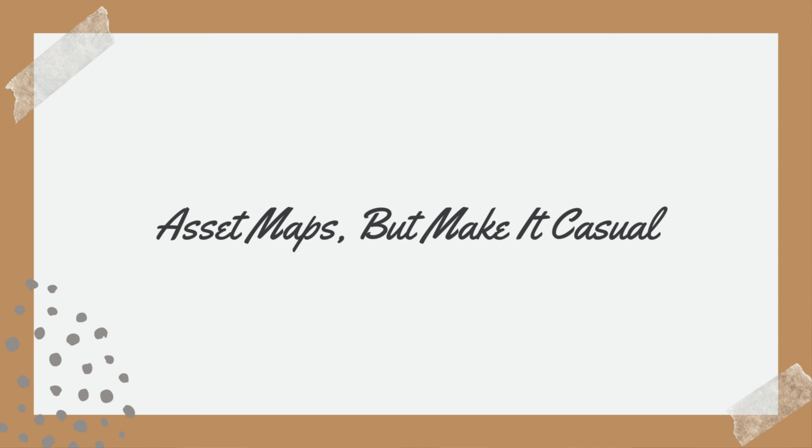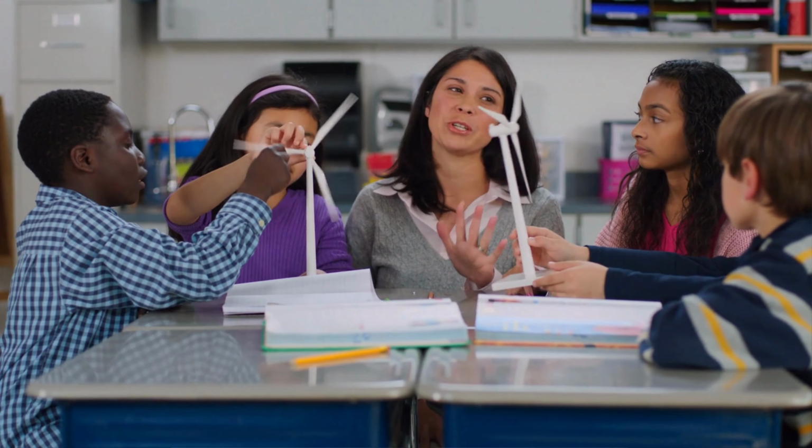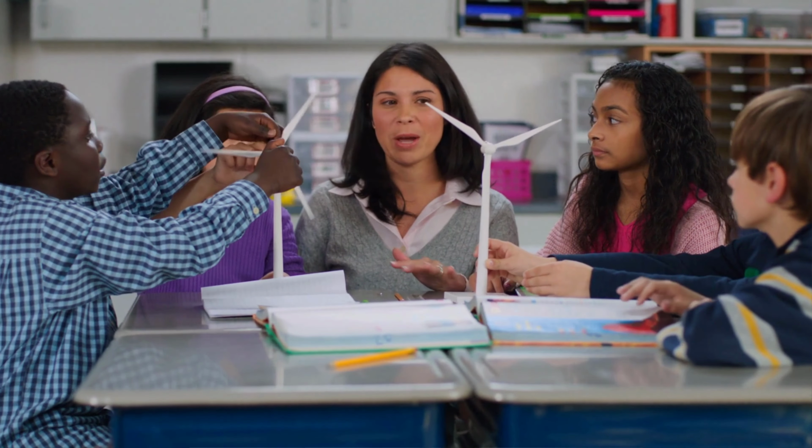Here's another strategy. Asset maps, but make it casual. No, not a Google Doc with 18 tabs. Just start noticing and jotting down the strengths you see in your students. Jaden, he's the hype man. Can energize a group in 10 seconds flat. Maya, quiet but observant, misses nothing. Louise, the tech fixer, knows every Chrome shortcut known to humanity. When we intentionally track these little moments, we start teaching to the students, not just the standard.